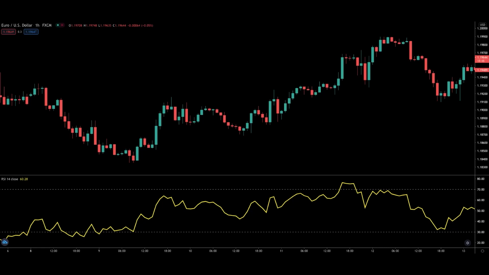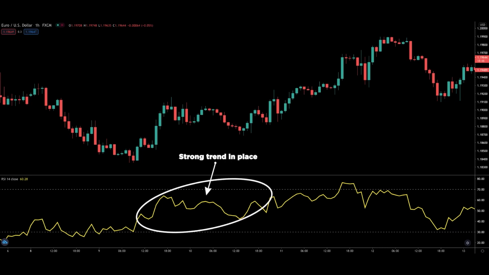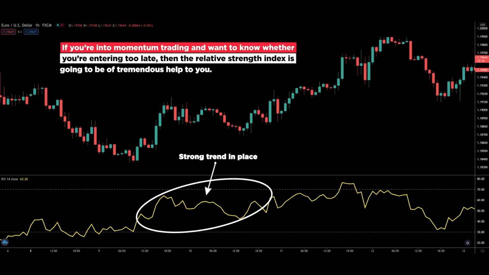The Relative Strength Index is a powerful momentum indicator. It tells you when there is a strong trend in place so that you can decide if it's good for you to ride the momentum or not. If you are into momentum trading and want to know whether you are entering too late, then the Relative Strength Index is going to be of tremendous help to you.